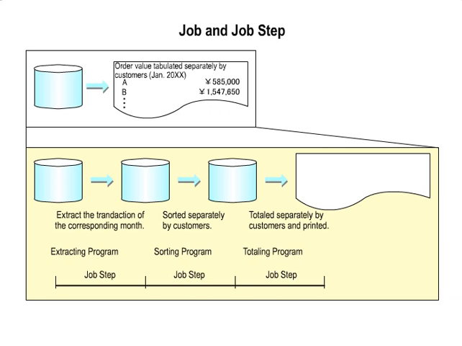3 programs corresponding to each step can be combined together and registered as a single job, in lieu of separately registering each of them. In this case, each program is called a job step.